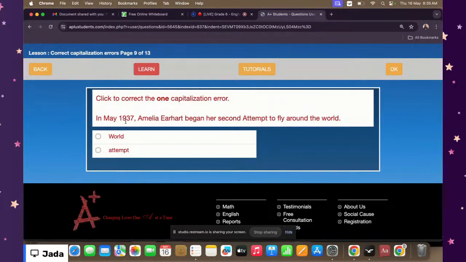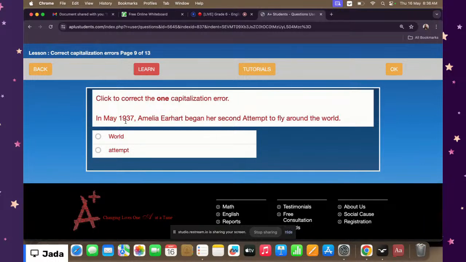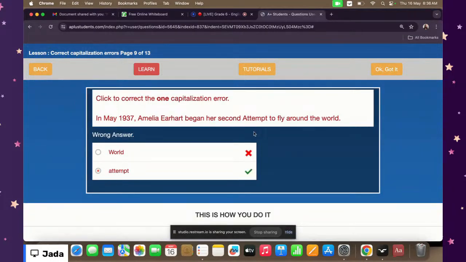In May 1937, Amelia Earhart began her second attempt to fly around the world. Okay, what's the option for this one? Attempt or world? Which one? World. Okay, so you cannot say attempt, because there's no point to capitalize attempt here. So it should be world and not attempt.